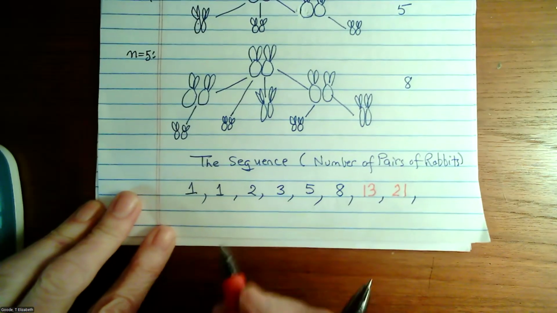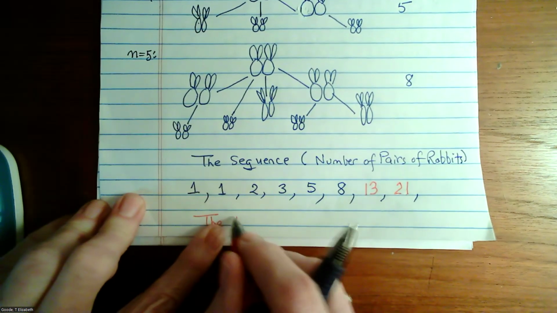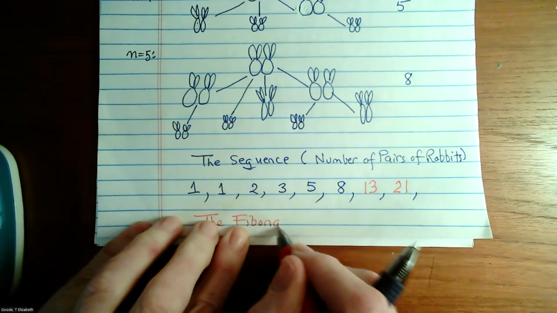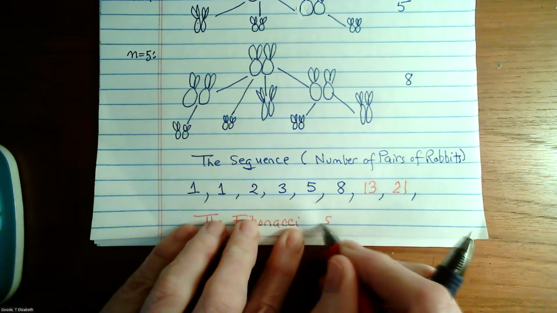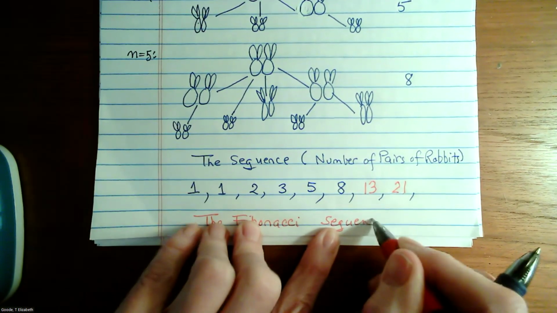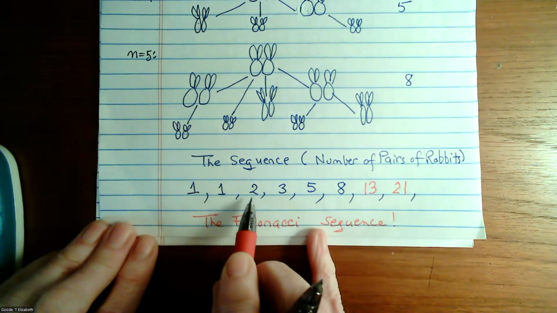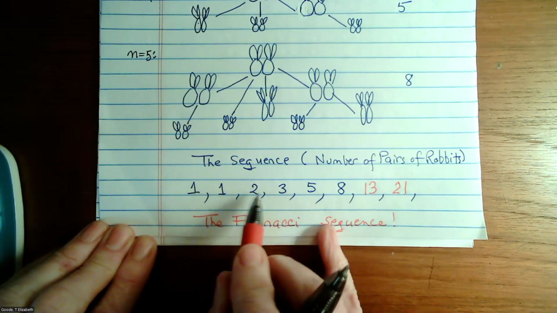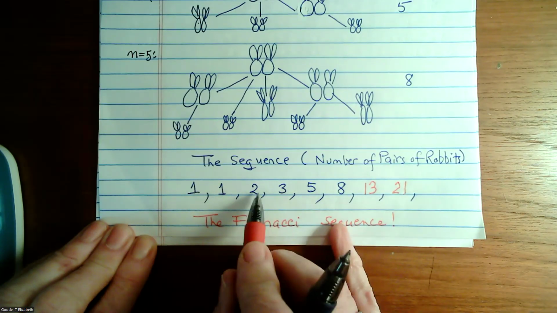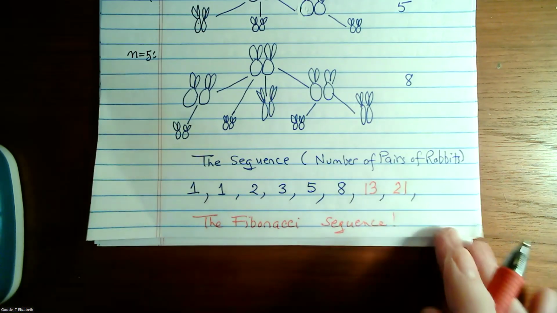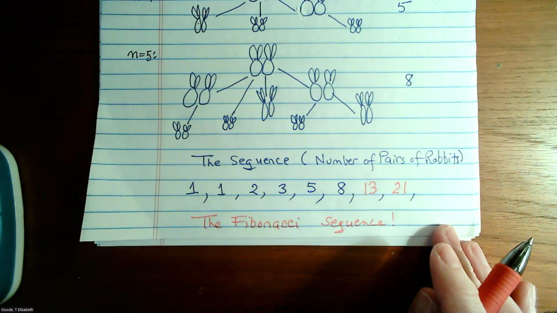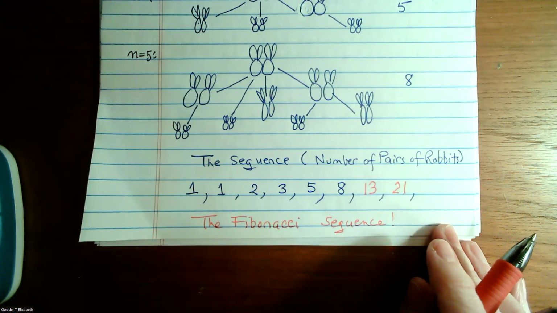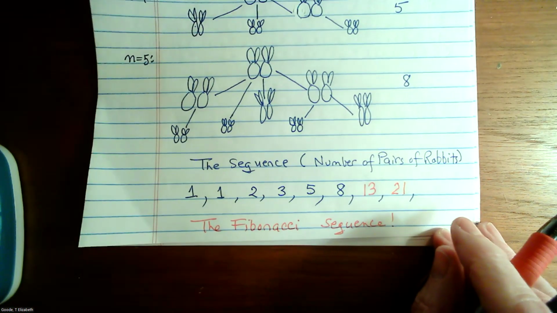So this is called the Fibonacci sequence. Indeed, and it has a recursive definition where, to get a term, you just add the two prior terms. See, 2 is 1 plus 1. 3 is 2 plus 1. 5 is 3 plus 2, and so on and so forth. That's exactly right. So let's write the actual definition of the Fibonacci sequence.